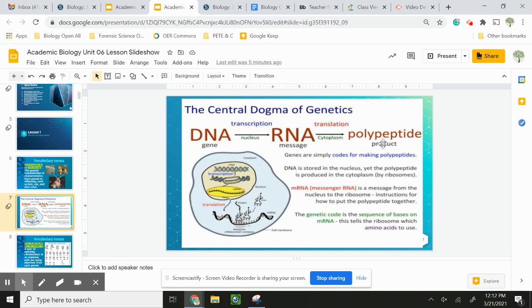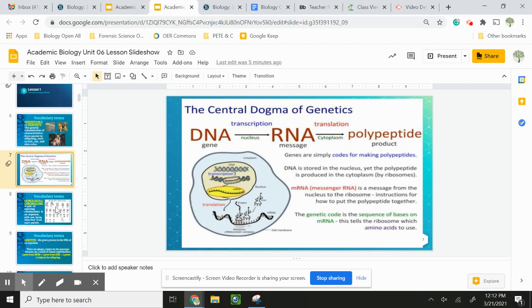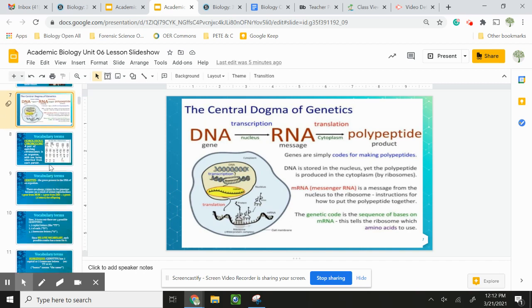Proteins code for a trait. So my eyes are green because of proteins. My hair is brown because of proteins. And the proteins got that information from the RNA, that got that information from the DNA that came from, that's right, mom and dad. So that's the central dogma of genetics. And if you ever need to just kind of revisit this slide, please feel free to do so because we are going to be really digging into this and thinking about this.